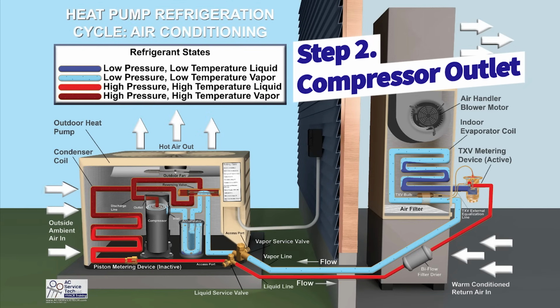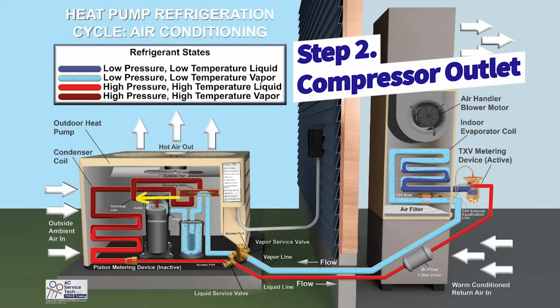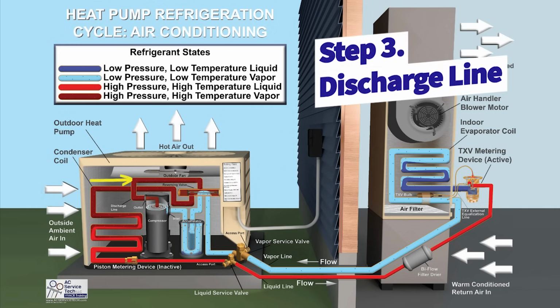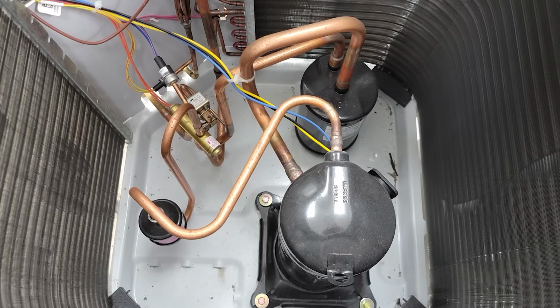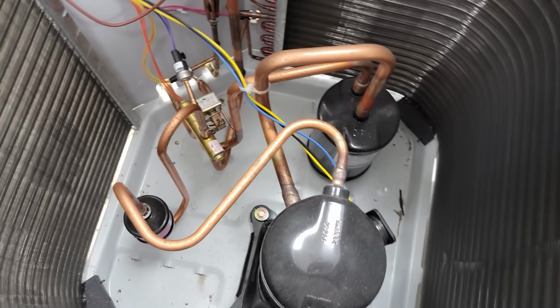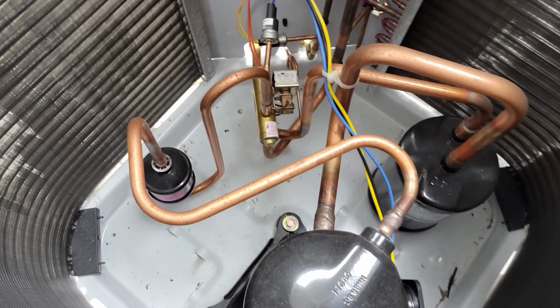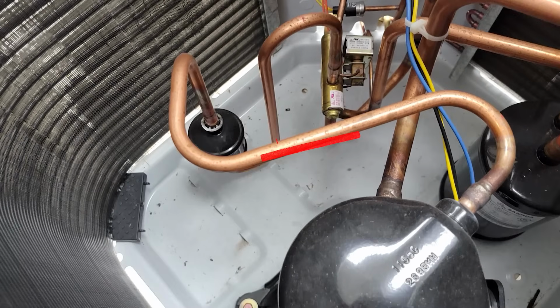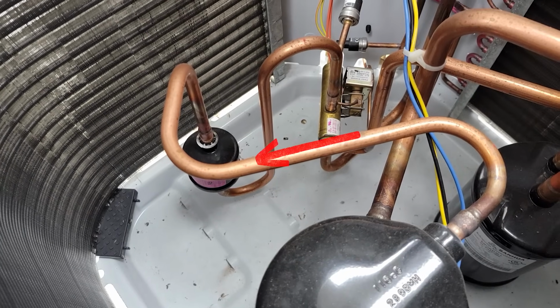At the compressor outlet, we have high pressure, high temperature vapor refrigerant exiting the compressor. Then the refrigerant is entering into that discharge line, and it needs to go through that first before entering into the reversing valve. This is the hottest refrigerant line on the entire system, and that's because it's high in pressure.